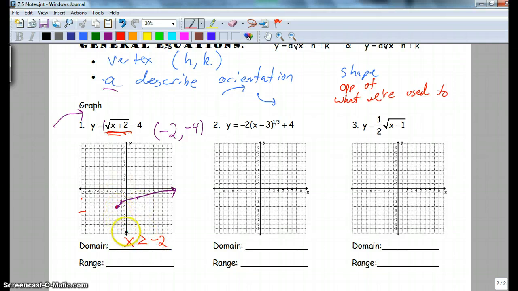y values. No y values are being used until here at -4. -4 starts being used and then it goes up forever. So y is greater than or equal to -4.